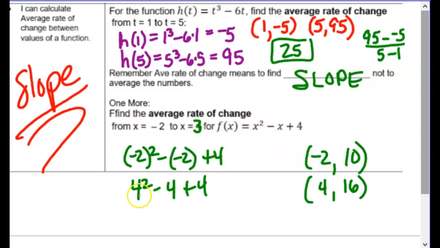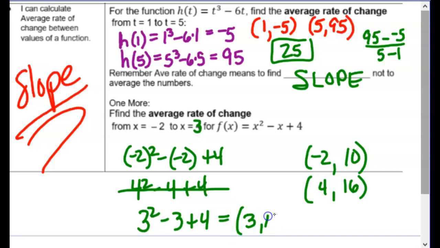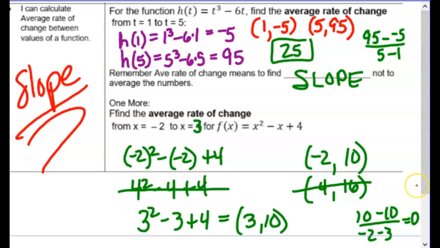If it's a 3, you get 3 squared minus 3 plus 4 would be 10, yes? So then the slope is 0 because it goes 10 minus 10 over -2 minus 3, you get 0. Which is an okay answer. I just thought it might be a little confusing for you, so I was going to change it to a 4. But bottom line, it's plug in the numbers and you get out and do a slope. Everybody okay?